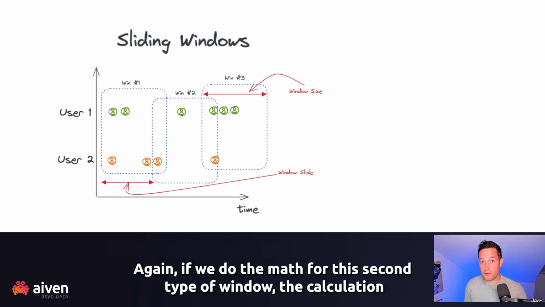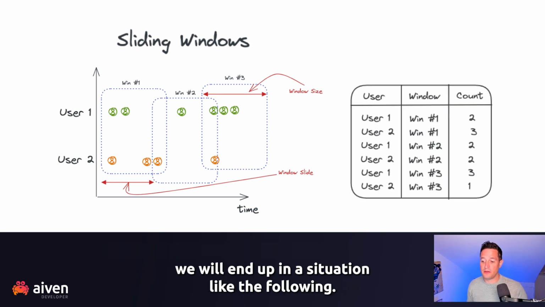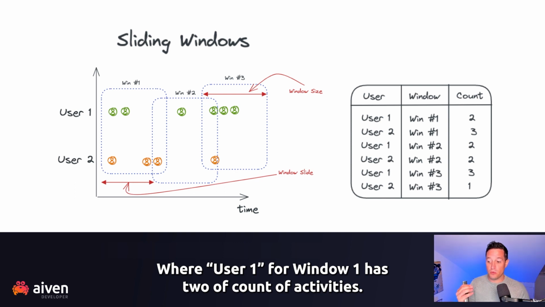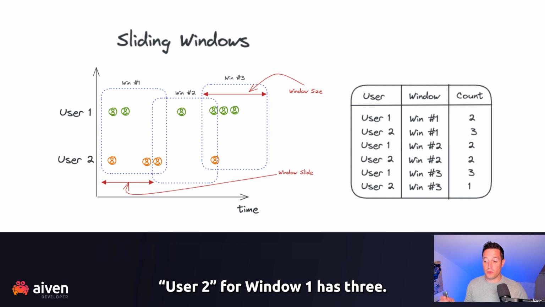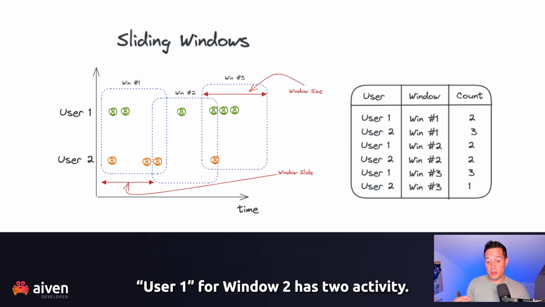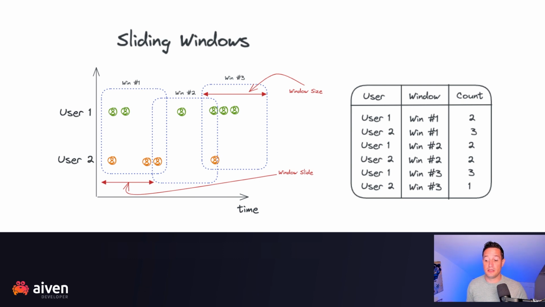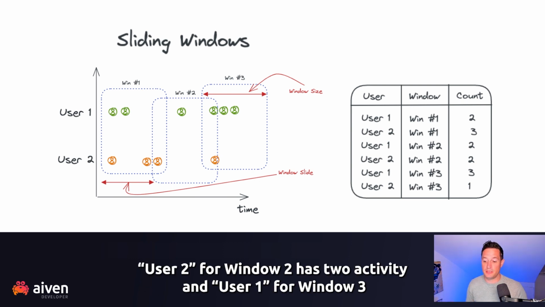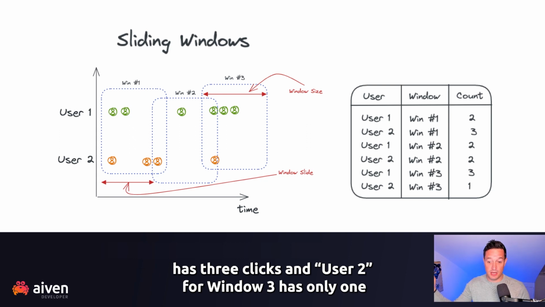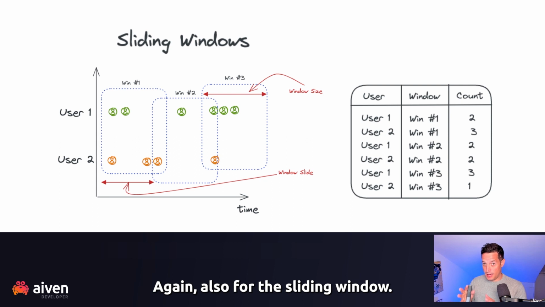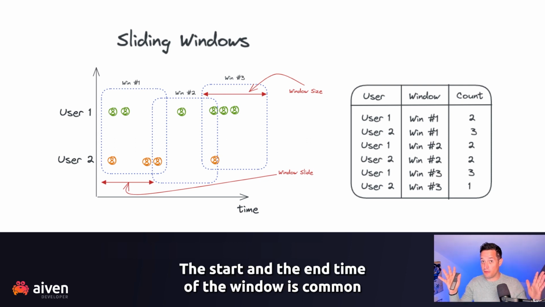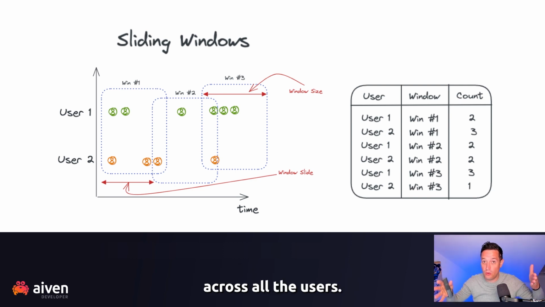Again, if we do the math for the second type of window, we will end up in a situation like the following, where user 1 for window 1 has a count of 2 activities, user 2 for window 1 has 3, user 1 for window 2 has 2 activities, user 2 for window 2 has 2 activities, and user 1 for window 3 has 3 clicks, and user 2 for window 3 has only 1. Again, also for the sliding window, the start and the end time of the window is common across all the users.